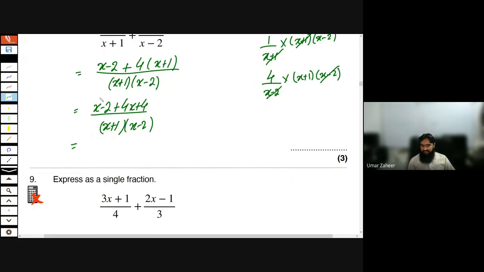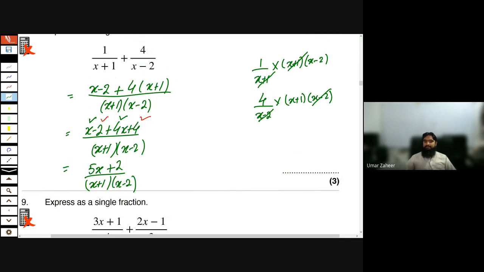Now, they are the same kinds, x plus 4x. That will be 5x. Minus 2 plus 4, that is going to be plus 2, divided by x plus 1 into x minus 2. Yes, anyone have a question up to here?